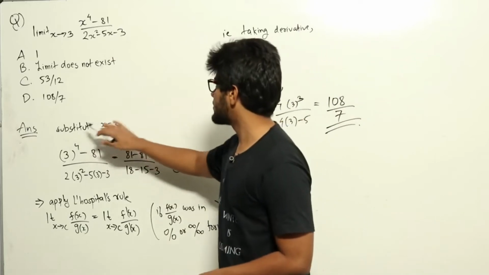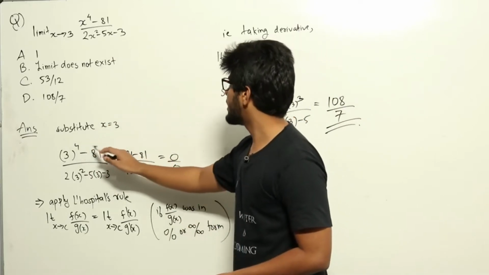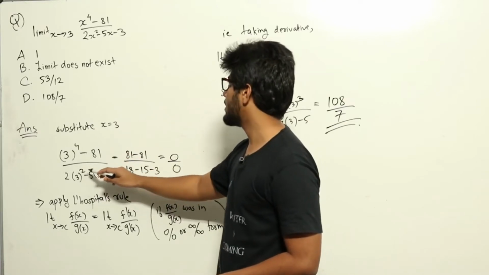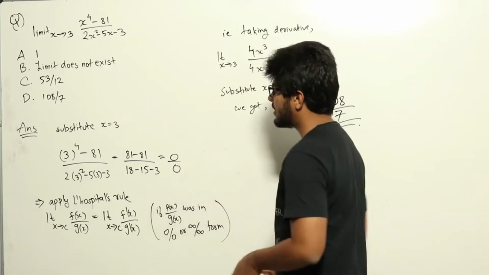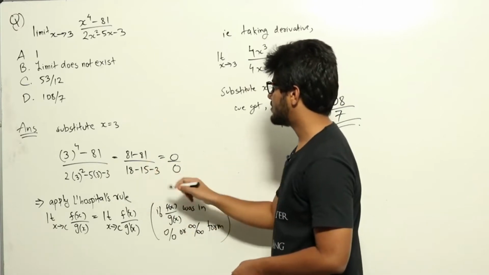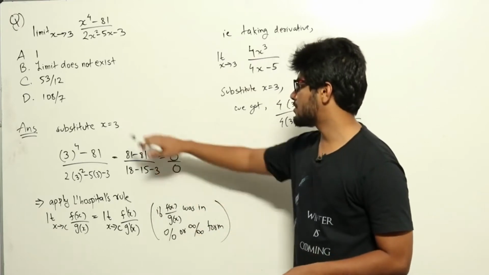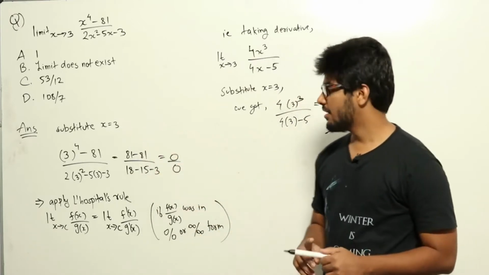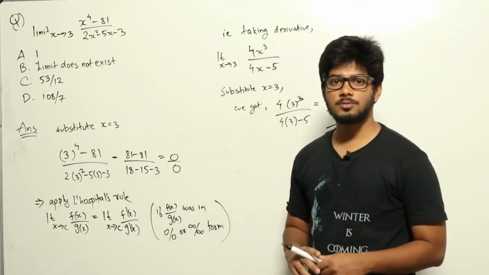First we'll try substituting x equal to 3 into this expression. We'll get 3 power 4 minus 81 by 2 into 3 square minus 5 into 3 minus 3. That will be 81 minus 81 by 18 minus 15 minus 3, which equals 0 by 0. Now we got 0 by 0 form when substituting x equal to 3 directly. Since we got 0 by 0 form, we can now apply L'Hospital's rule.